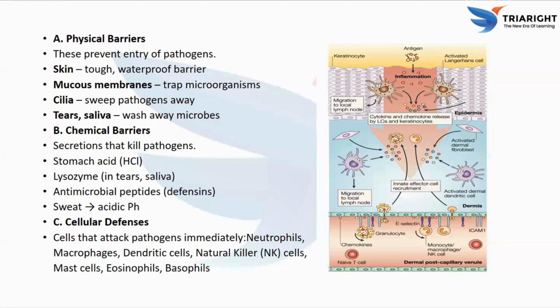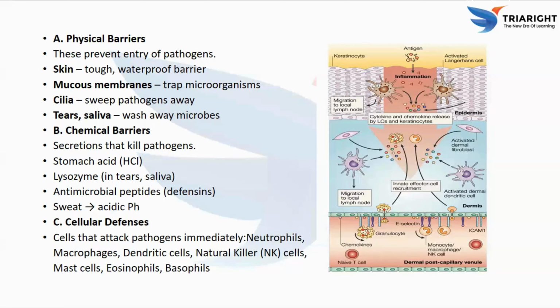So next is chemical barriers. These are chemicals which kill or inhibit pathogens, like stomach acid, hydrochloric acid. HCl is extremely acidic, with a pH of 1 to 2. So it kills many swallowed pathogens instantly. It also has lysozyme, found in tears, saliva, sweat and mucus. It breaks the bacterial cell walls and the bacteria burst.